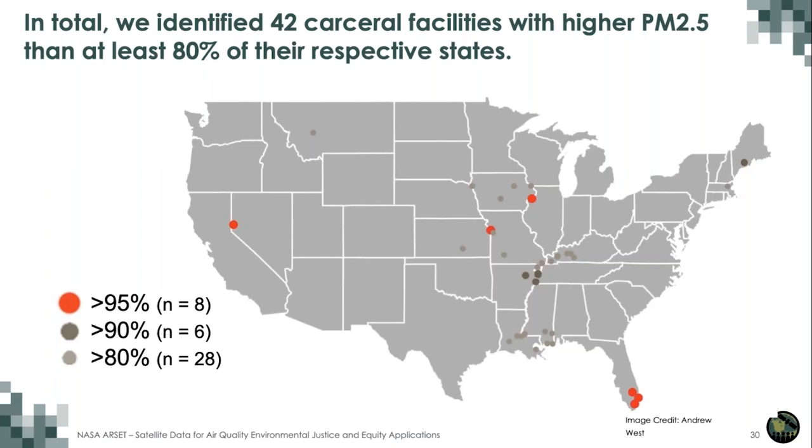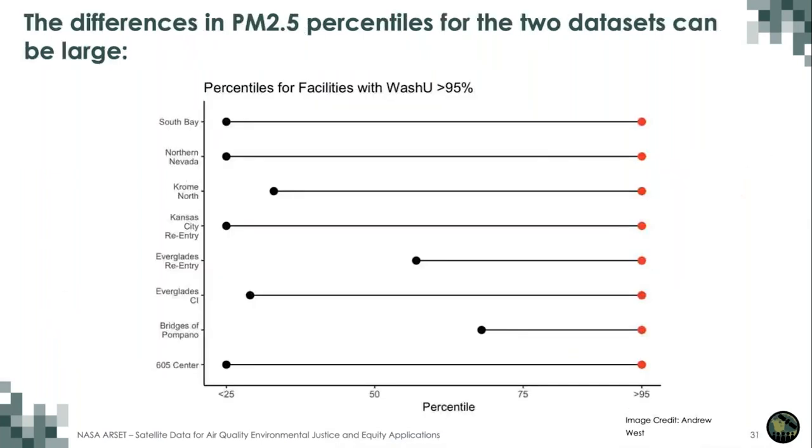This thresholding of looking at percentiles of a respective state is what is used in EJ Screen. And in total, we identified 42 carceral facilities with higher PM 2.5 air pollution burdens than at least 80% of their respective states. And in the bottom left, you can see that 14 were above the 90th percentile of their respective states. Some of the facilities that we identified above these thresholds included those that were directly across from a landfill, in close proximity to dozens of hazardous facilities, and in some other cases were in areas that had really high wildfire risk and had past wildfires just in the last few years.